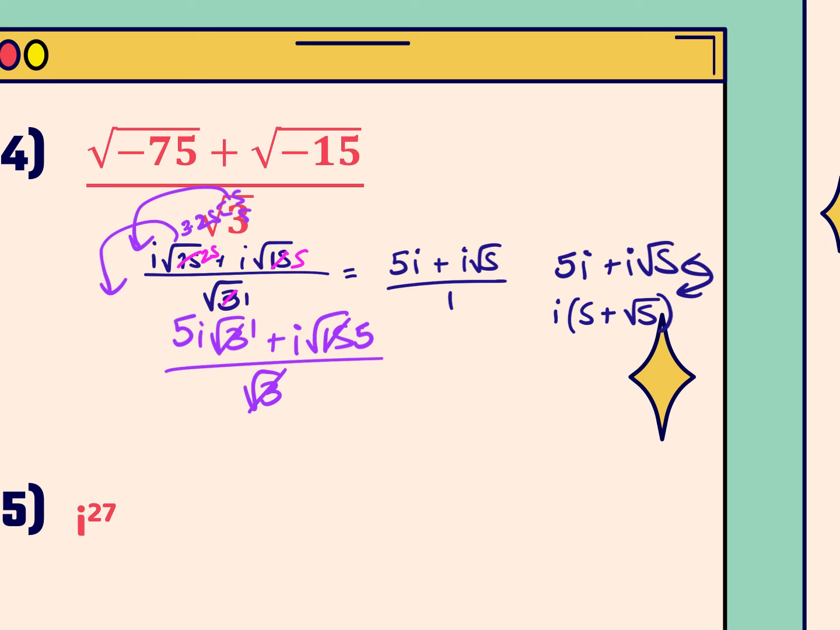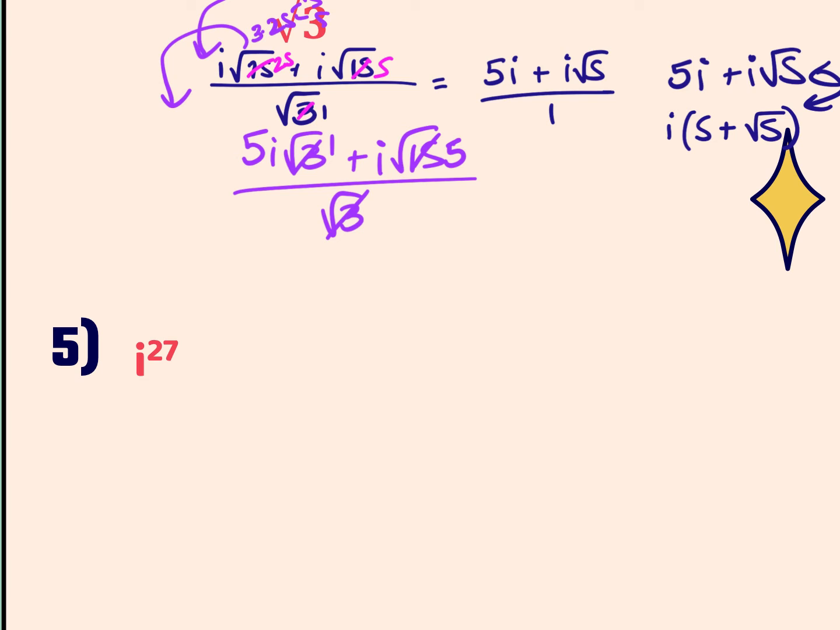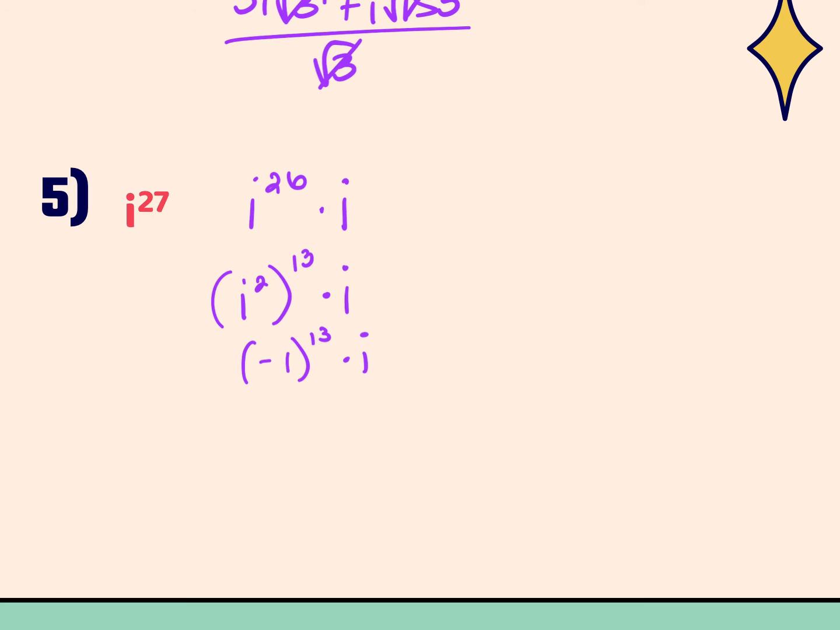All right, number 5. So the higher the exponent, the more you want to shortcut it. You don't want to write out 27 i's, right? So we take out the extra odd i, and I would rewrite this as i to the 26 times i. And then I would rewrite i to the 26 as i squared raised to the 13th power. And what is i squared? Negative 1. What do I have if I have 13 negative 1s? A negative 1 times i. So this would be negative i.